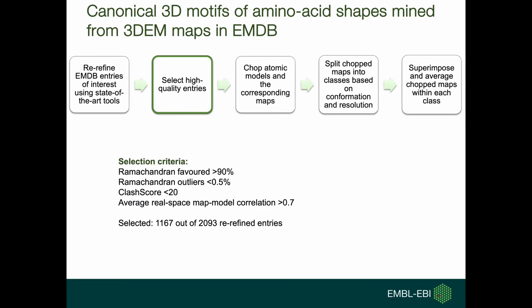Next, we impose the following selection criteria to exclude low-quality models: Ramachandran favored more than 90%, Ramachandran outliers less than 0.5%, clash score less than 20, and average atom-inclusion map-model correlation more than 0.7. This yielded almost 1200 models and maps which were suitable for map-motif mining.